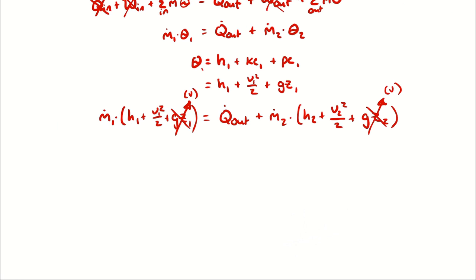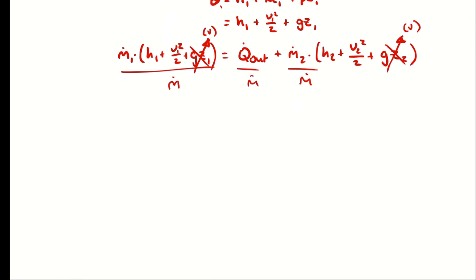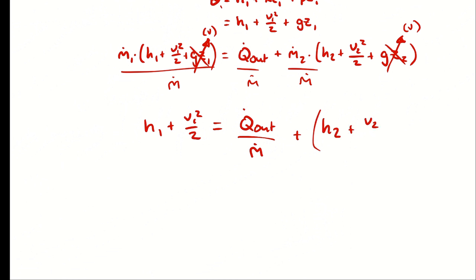So back in my energy balance, if m dot 1 is equal to m dot 2, it might be convenient for me to combine these terms and these terms together. I could do that in a couple of ways. I could subtract m dot 2 times h2 plus v2 squared over 2 from both sides of the equation and factor out the mass flow rate. I could also divide all three terms by m dot, like this, at which point I would just have h1 plus v1 squared over 2 is equal to q dot out divided by mass flow rate plus h2 plus v2 squared over 2.